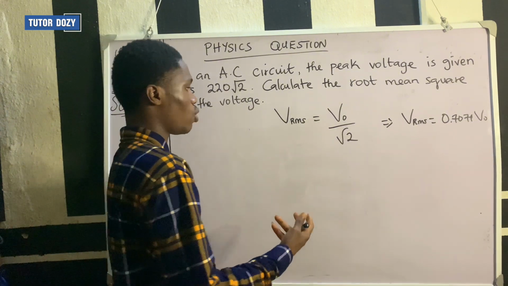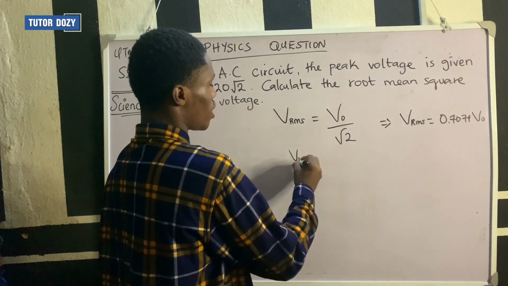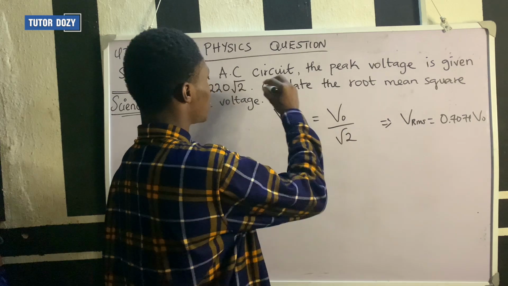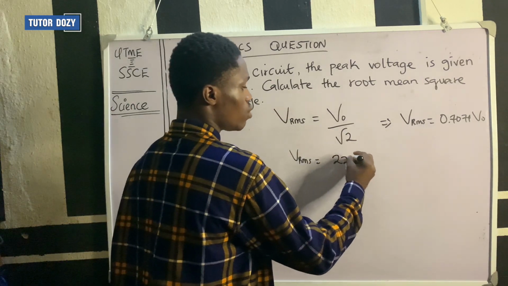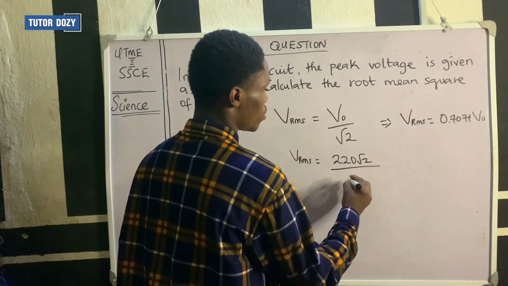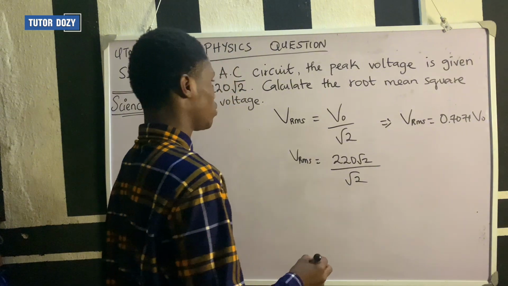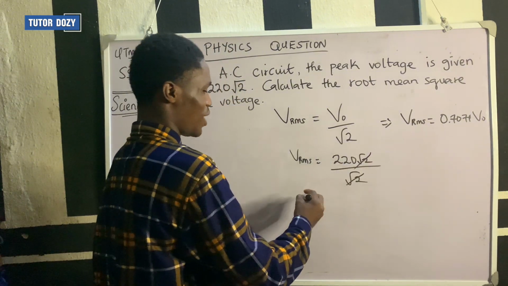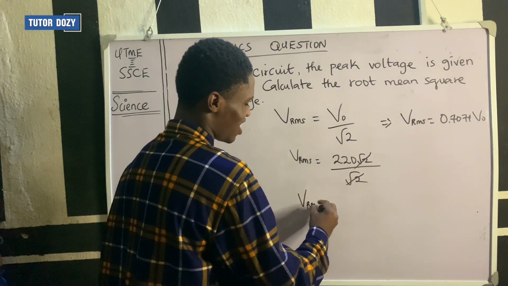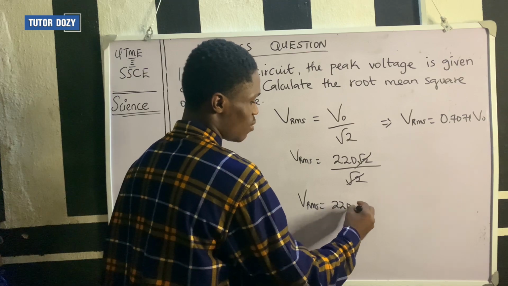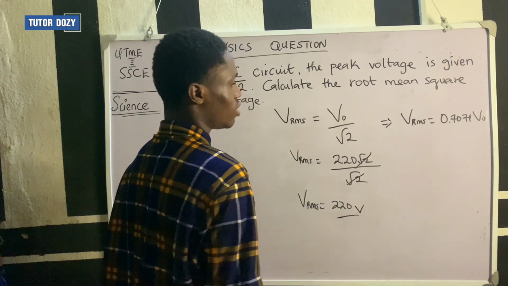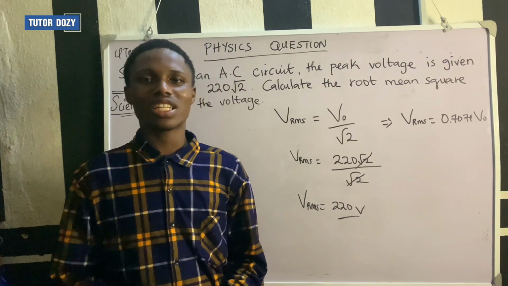I told you it's very, very simple. Now let's go. V RMS equals 220 root 2 over root 2. Now you cancel this and you are left with 220 volts.